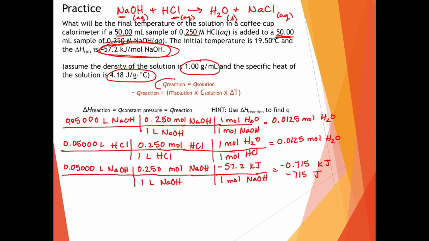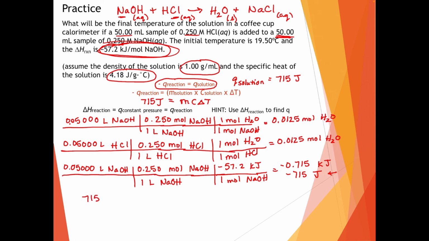Okay, so again, using this, our negative Q of the reaction is equal to our Q of the solution. So if we have a negative 715 joules being released during the reaction, that means the energy absorbed is going to be 715 joules, positive. So our Q of our solution is going to be 715 joules, because they're always equal and opposite. Now that we have our Q of the solution, we can use that here, so we can have 715 joules is equal to MC delta T for our solution.